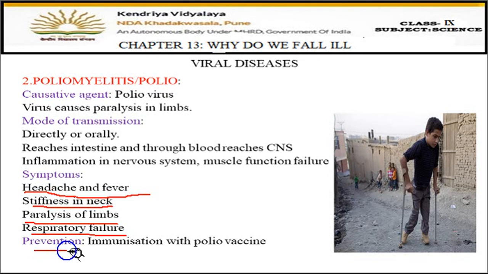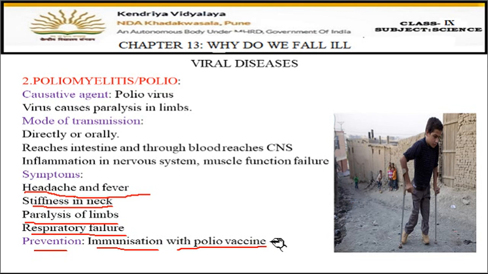And how can it be prevented? It can be prevented only by immunization with the polio vaccine. There is no treatment for it. It can only be prevented by giving polio vaccines. If a patient gets polio, then it is incurable. After the disease, it cannot be cured. So it is always controlled by giving the polio vaccines.